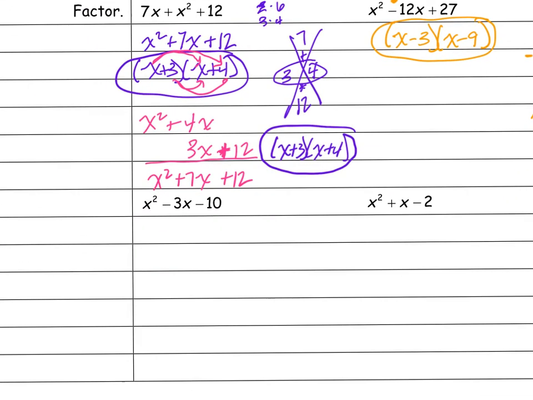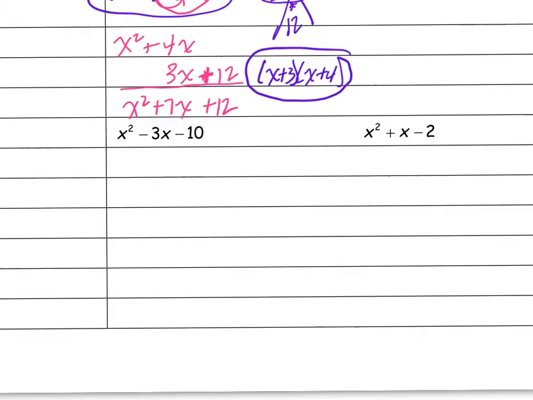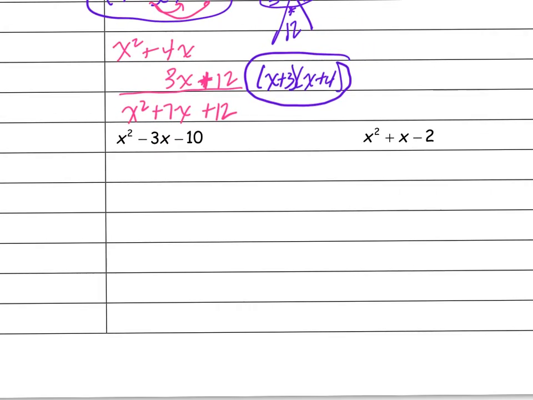Here we go. Got two more problems here to go. So we're going to draw our graphic organizer. And I need two numbers that multiply to be negative 10 and add to be negative 3. Well, what numbers multiply to be negative 10?